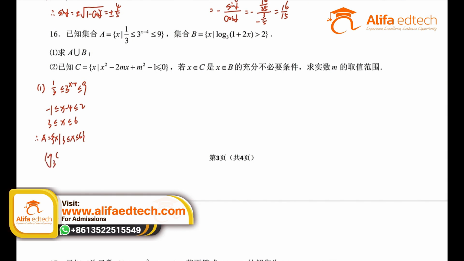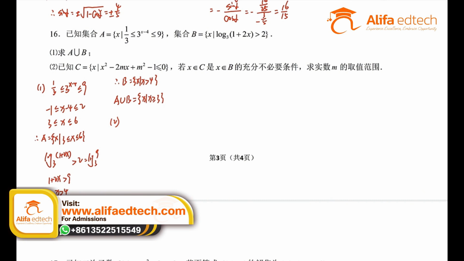For set B, the logarithm of 1 plus 2x with base 3 must be greater than 2. 2 can be written as the logarithm of 9 with base 3. So 1 plus 2x must be greater than 9, so 2x must be greater than 9 minus 1, which is 8. So x must be greater than 4. So for set B, x must be greater than 4. In that case, we know both set A and set B, so we can find the union of A and B. One is x greater than or equal to 3 and less than or equal to 6, the other is x greater than 4. So their union is just x is greater than or equal to 3.